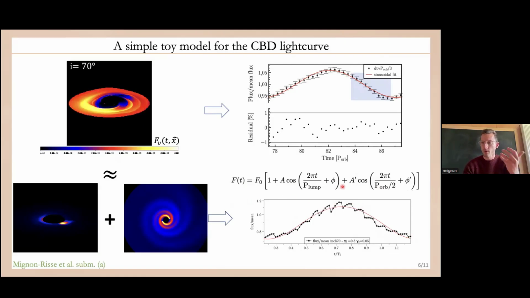And what we proposed is that you can actually reproduce the main light curve features using a standard, let's say, an average flux, on top of which you have two sinusoidal modulations, one at the lump period, which is a few times the orbital period, and one at the period of the spiral arms, which is half of the orbital period. And here, the dominant one is the one that comes from the lump. So that's something that can be really useful for observers whenever they also want to anticipate, for example, the timescales that we could probe at the same time as LISA is observing the system.